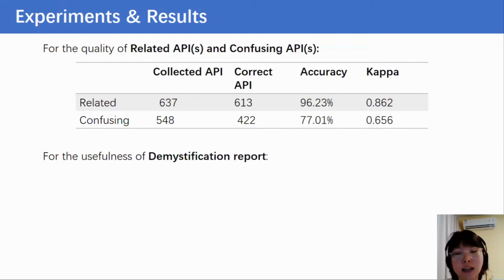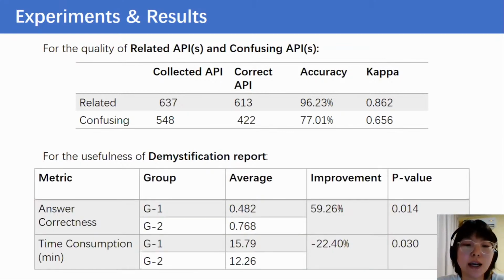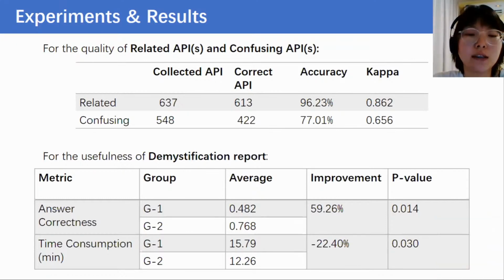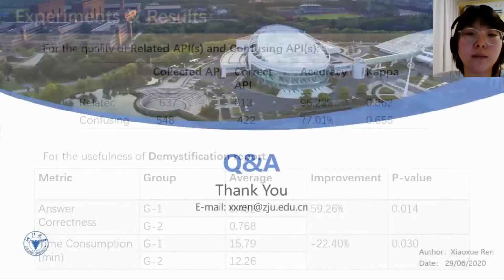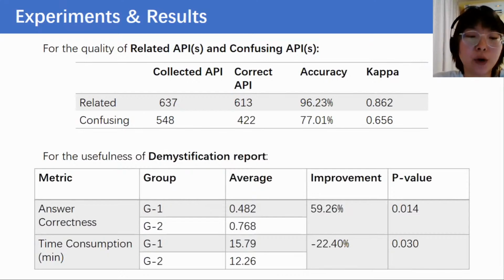We prepared 8 tasks to answer, and we recruited 14 people and divided them into 2 groups. Group 1 is the control group that is given only the confirmed API usage directives, while group 2 is the experimental group that is given our demystification report. We evaluate participant performance based on their task completion time and answer correctness. The table shows the results. The answer correctness of group 2 is better than group 1, and group 2 can answer the questions faster than group 1.